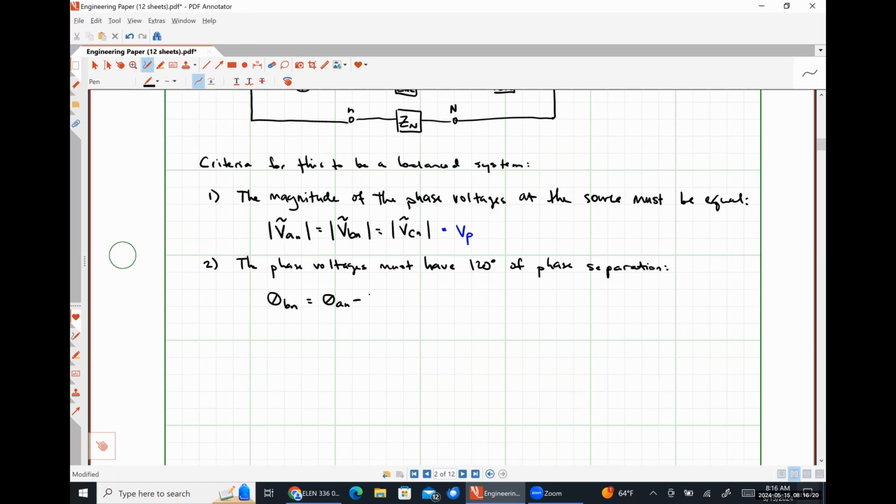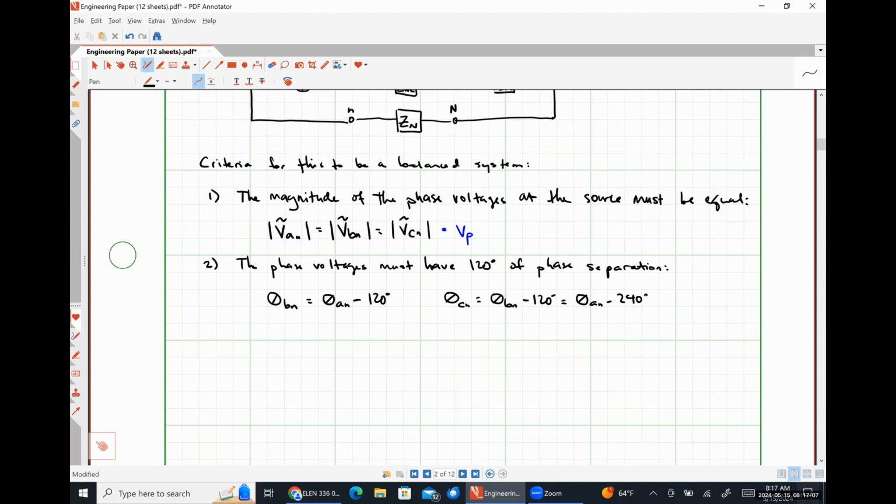Okay. So the phase angle for the voltage VBN is simply the phase angle of the voltage VAN minus 120 degrees. And theta CN would be theta BN minus 120 degrees, which is the exact same thing as theta AN minus 240 degrees. So if those two criteria are met, then our source is considered to be a balanced source, as we discussed in our class meeting on Monday.